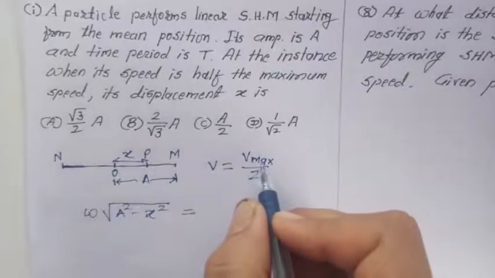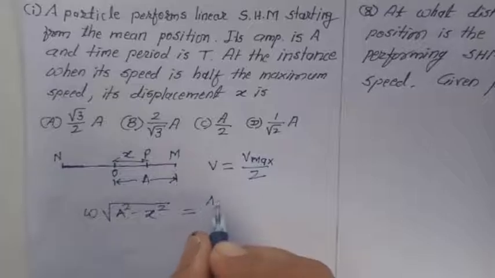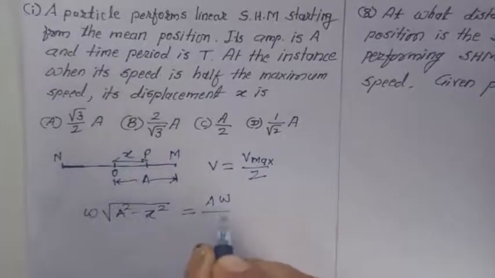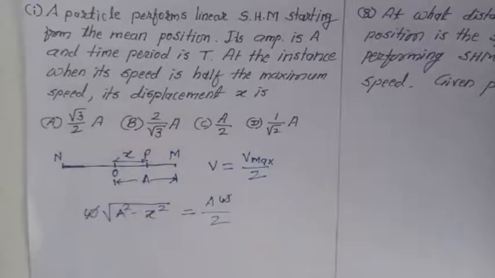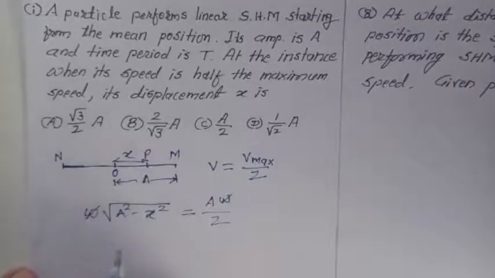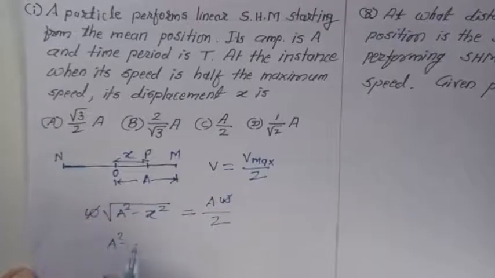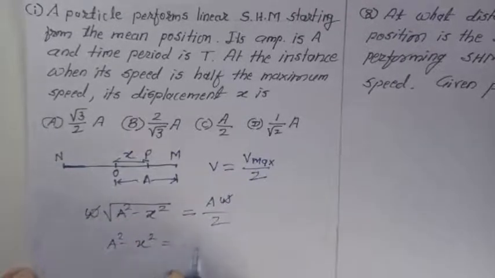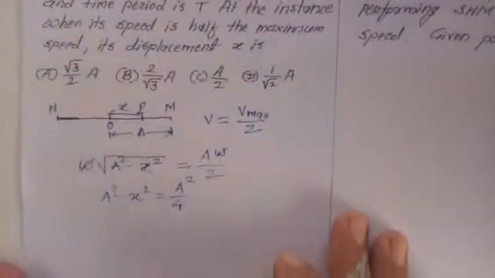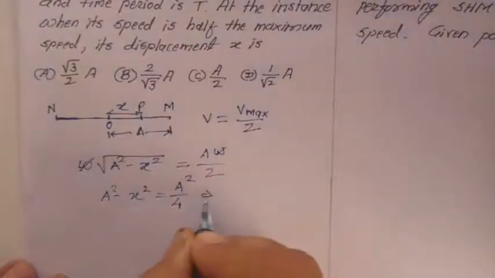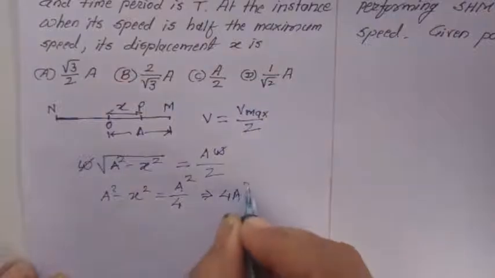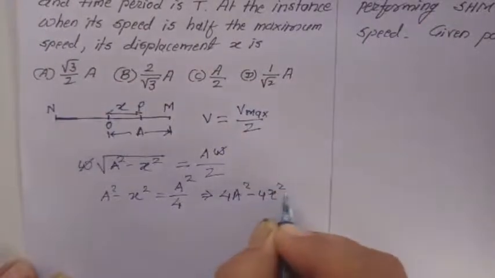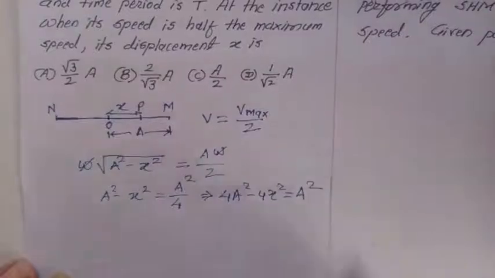So Vmax is equal to a omega. So I can write here a omega upon 2. Now we get this equation. From this equation we can cancel omega. And when we square it, we get a square minus x square is equal to a square by 4. From that, when I multiply by 4 on this side, we get 4a square minus 4x square is equal to a square.